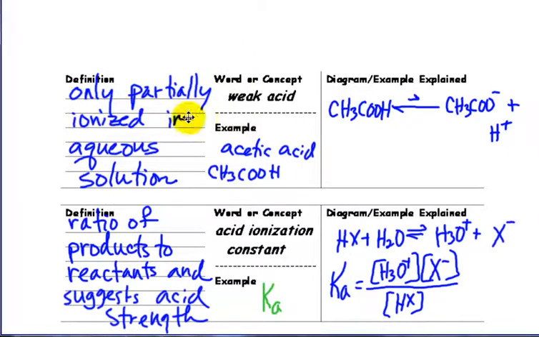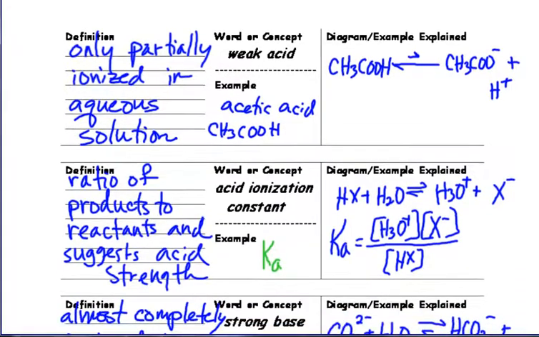Weak acid, only partially ionized in solution. So for example, acetic acid, which is found in vinegar, only slightly goes to the right and releases H+ ions. Most of it exists as CH3COOH. Acid ionization constant is the ratio of products to reactants and suggests how strong the acid is. If we get a big value, that means most of it was dissociated. High numerator versus small denominator.